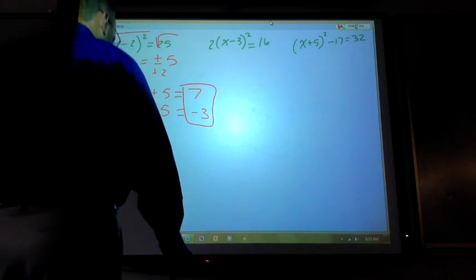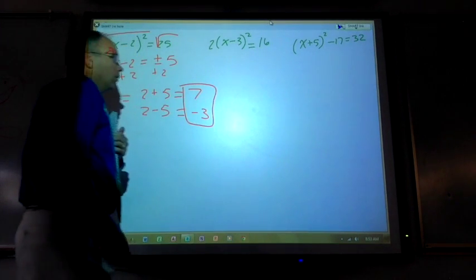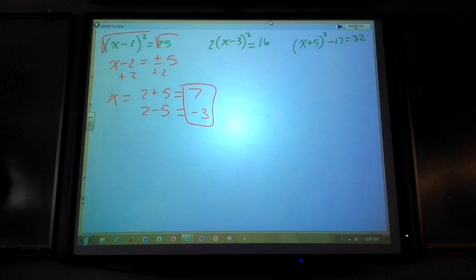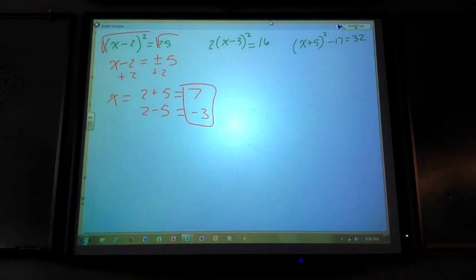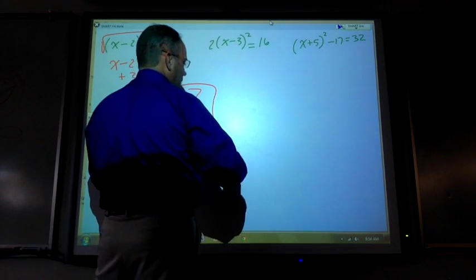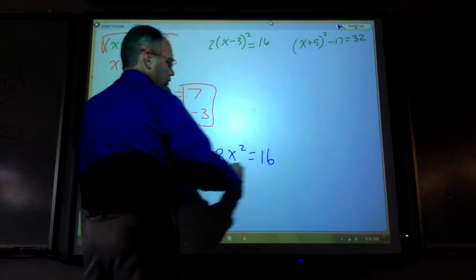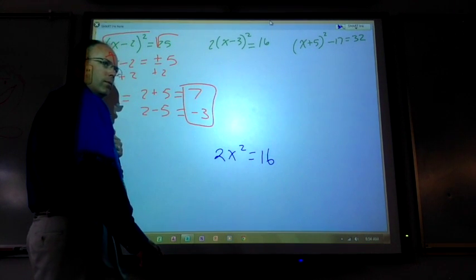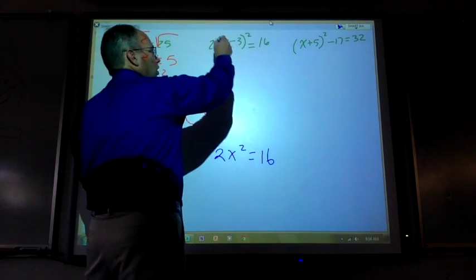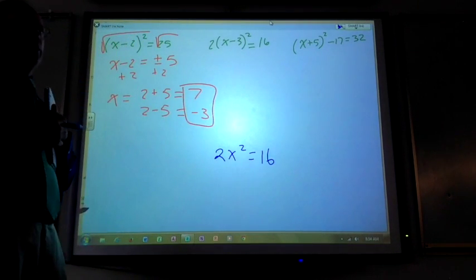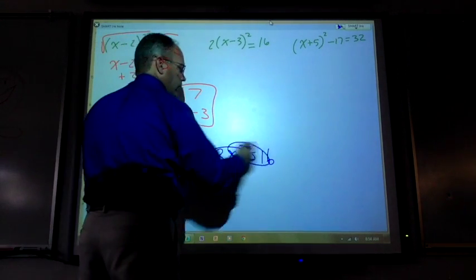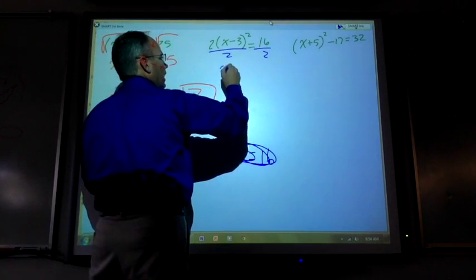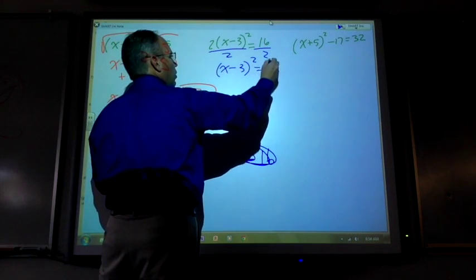Ben, what should I do first? You distribute 2 to x. I would agree with you, but I have x minus 3 squared, not just x minus 3. Okay, so you square root that. Not quite yet either. This problem is going to look like this. So how would you work this problem? Divide by 2. I'm treating that just like an x right now. So what should I do first on this problem? Yep. So I divide each side by 2. So I get x minus 3 quantity squared equals 8. Is that okay?